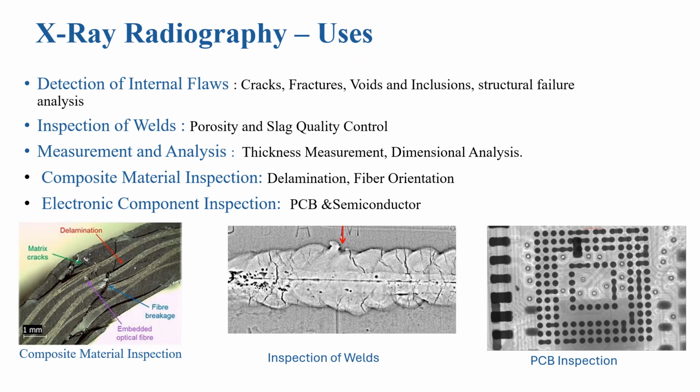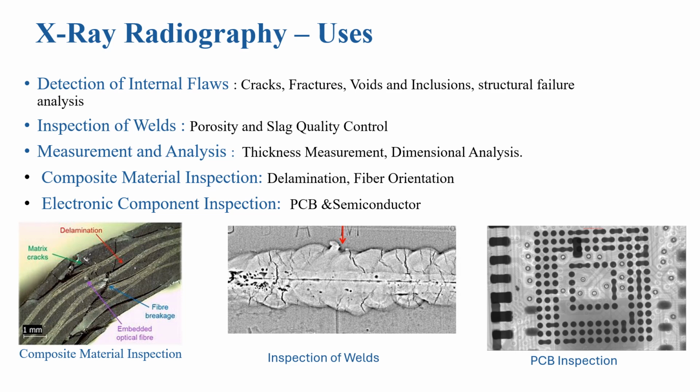Some of the major uses of X-ray radiography are in order to find out the defects of materials. It can be used for detection of internal flaws such as cracks, fractures, voids and inclusions. It can also be used for the analysis of structural failure in aerospace industries. It can be used in the inspection of welds, especially in shipbuilding. Welding plays a very big role. In order to find out the porosity and slag quality of the weld, this type of non-destructive testing is very useful. It is also used for dimensional analysis and measurement.